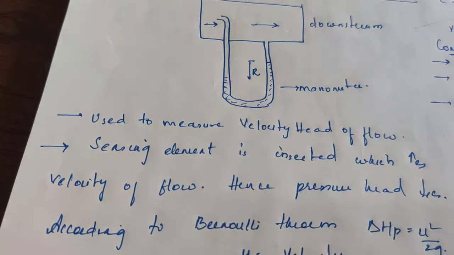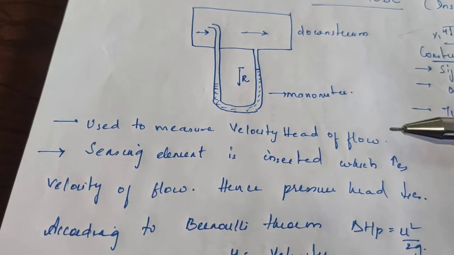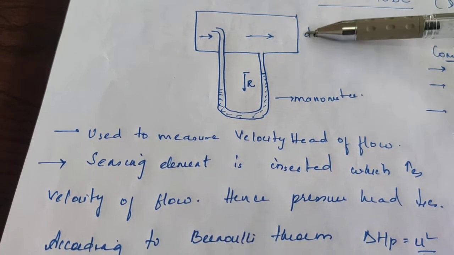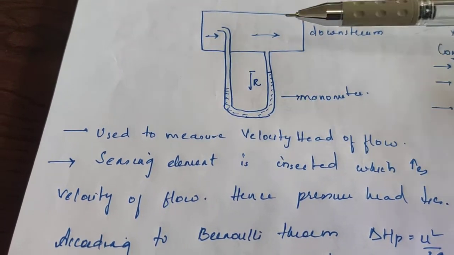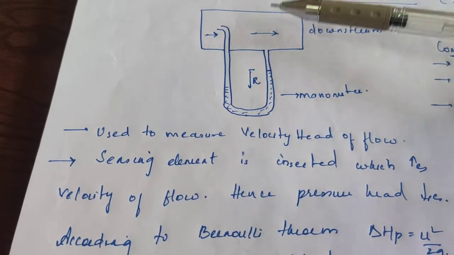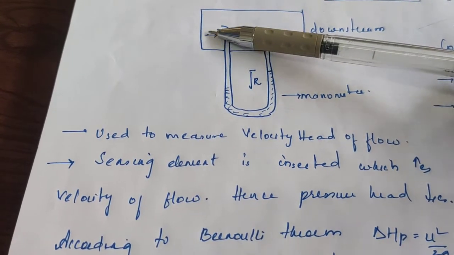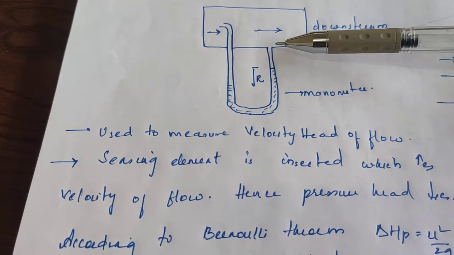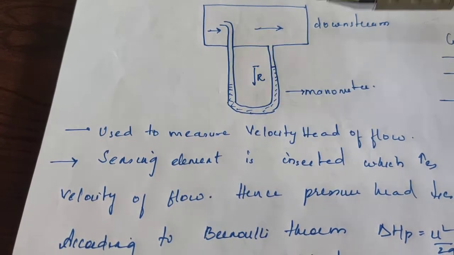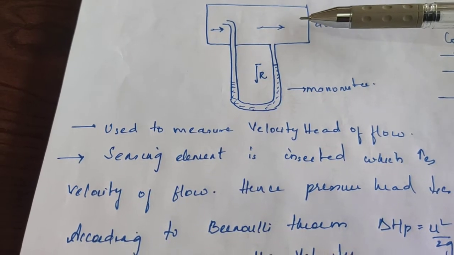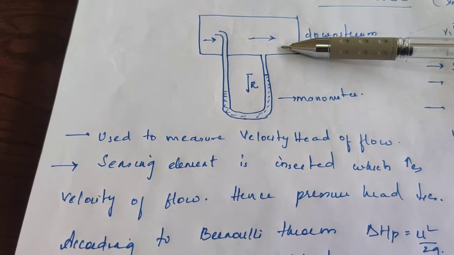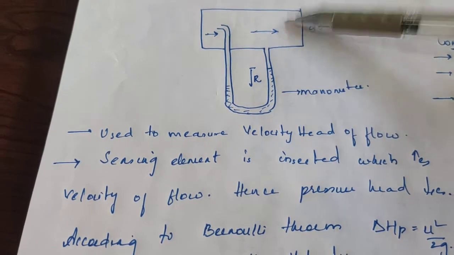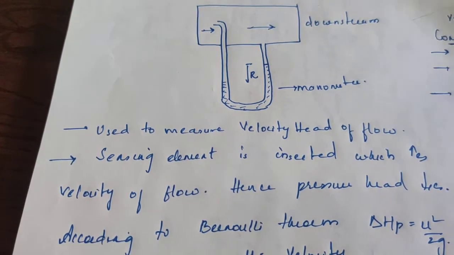So this is the main construction: a main pipeline in which the fluid is flowing, and two tubes are fixed to this pipeline such that one tube is perpendicular to the flow of fluid and one tube is parallel to the flow of fluid. The two ends of the tubes are attached to a manometer. This is the construction, and the principle is that it is mainly used for measuring the velocity head or velocity difference in the flow. By using Bernoulli's theorem we calculate the velocity difference.